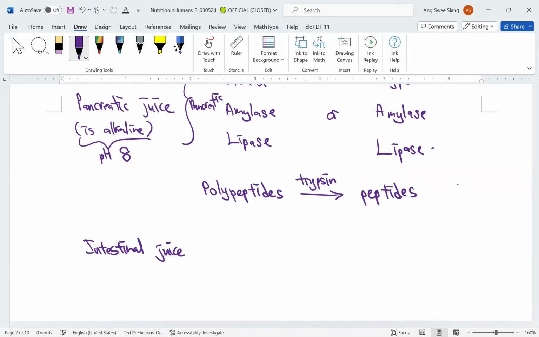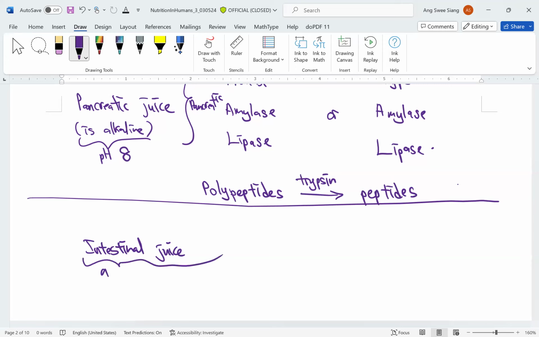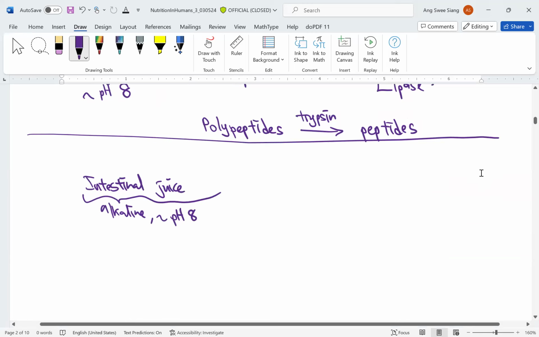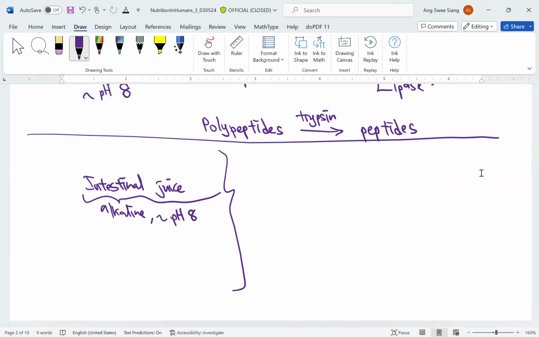For intestinal juice, it is also alkaline, also around pH 8. Then for intestinal juice, there are a lot more enzymes you need to remember. SMELL, or something along the line of that. But you're very lucky, you don't need to learn one of the E's. So actually, you remember SMEL can already.